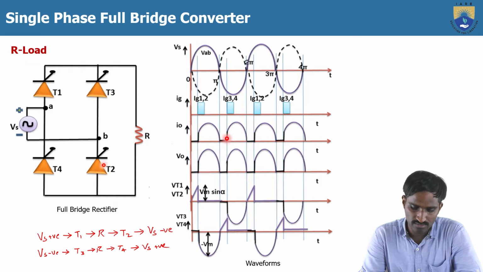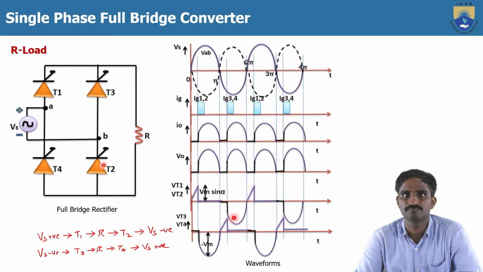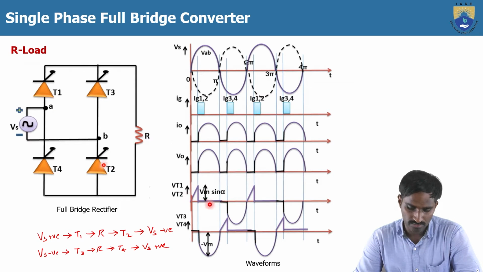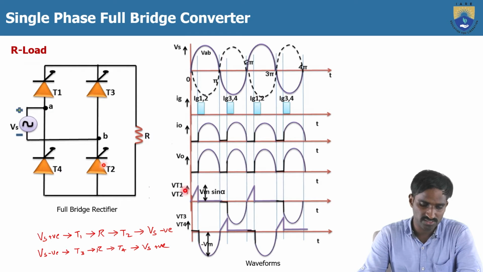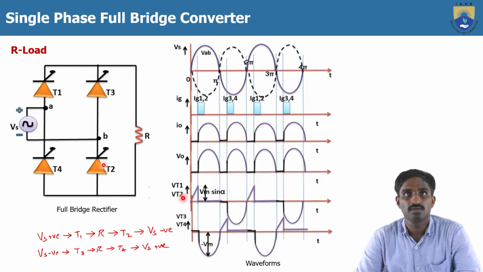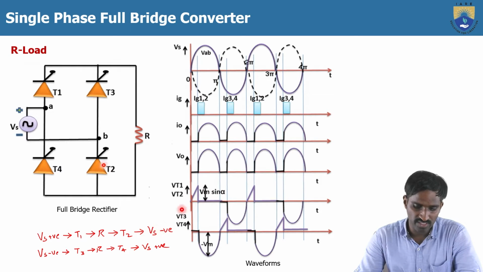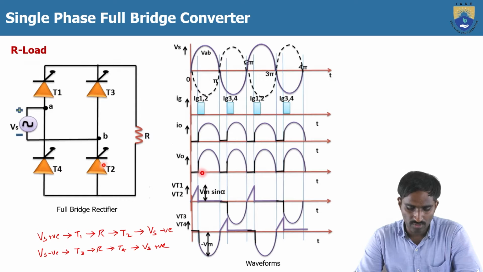Then you get the output current, and similarly the output voltage. Coming to the voltage across the thyristors, the voltage across VT1 and VT2 is the same, because both thyristors are turned on for the same time period. T1 and T2 are turned on from pi to pi plus alpha. That's why during this time the voltage across the thyristors is 0.